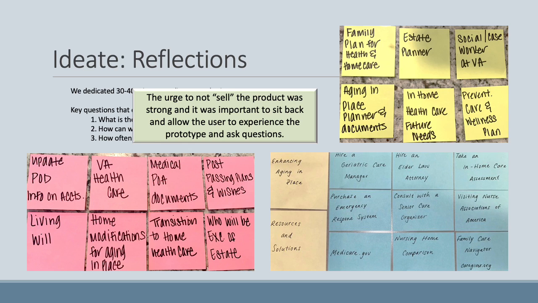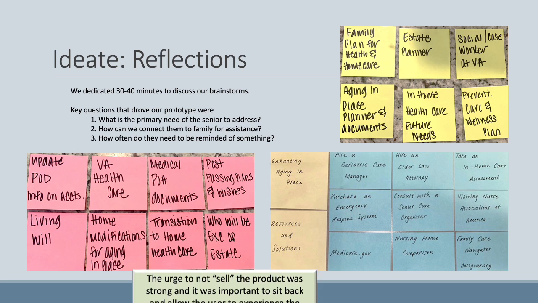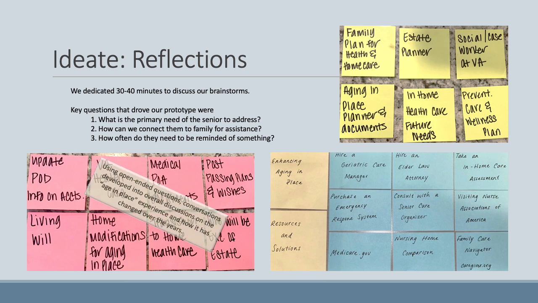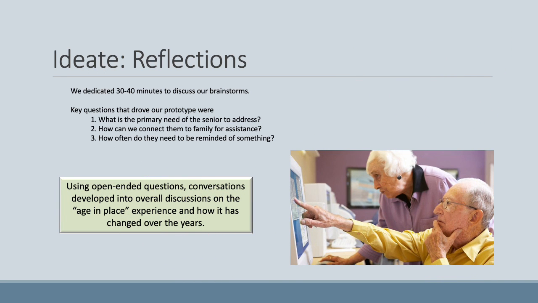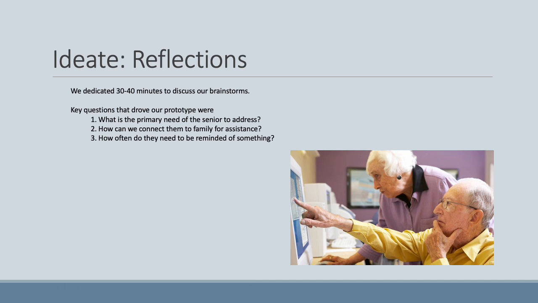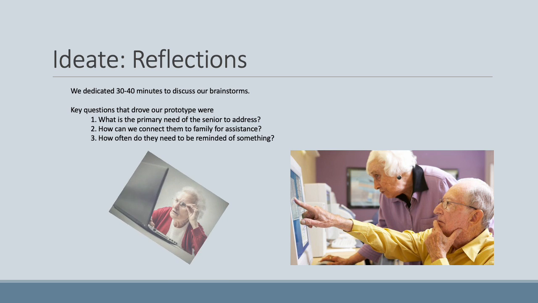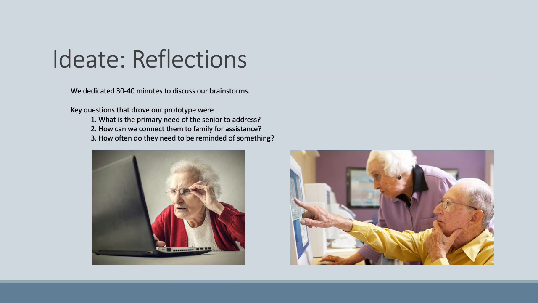The urge to not, quote, sell the product was strong, and it was important to sit back and allow the user to experience the prototype and ask questions. Using open-ended questions, conversations developed into overall discussions on the, quote, age in place experience and how it has changed over the years. It seems that with digital prototypes, it is hard to get a good gauge on usability without an actual digital product to showcase.